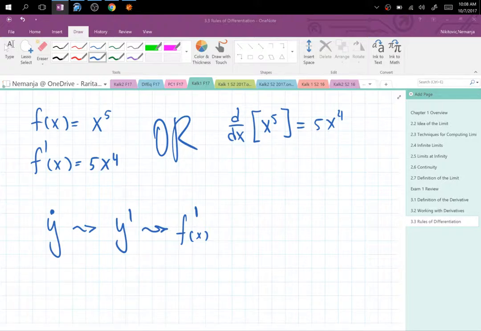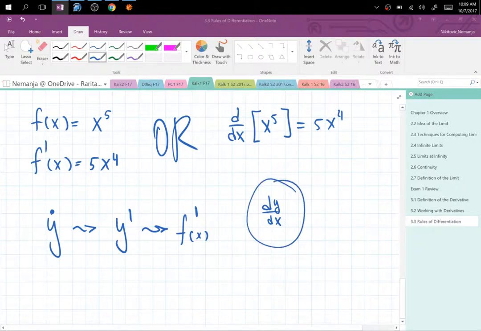On the other side of the aisle, you have Leibniz. And Leibniz said dy dx. And that notation is far superior to what Newton has, but we will discover why as we go through the class. When I'm working with derivatives, I use this about 90% of the time because it's much better. But I will explain why and how later on. All of these are notation for derivatives.